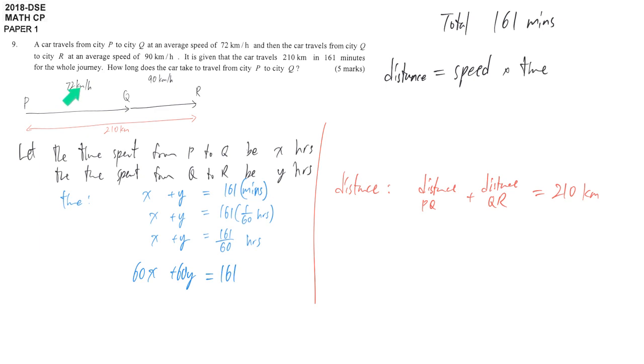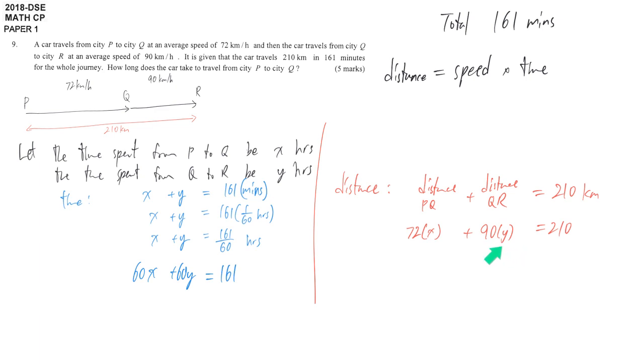So 72 km per 1 hour. If we use 2 hours, then that means 72 km times 2 will be the distance travelled. So in this logic, if we travel for x hours with this speed, then this distance will equal 72 km per hour times x hours. For a similar reason, the distance between Q and R will be 90 times y. Until this step, you have two equations already with x and y. Then you can use your calculator to get the answer.